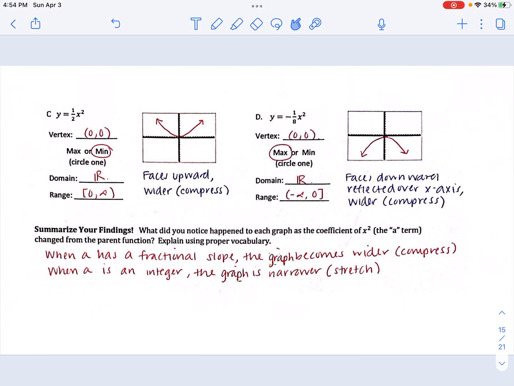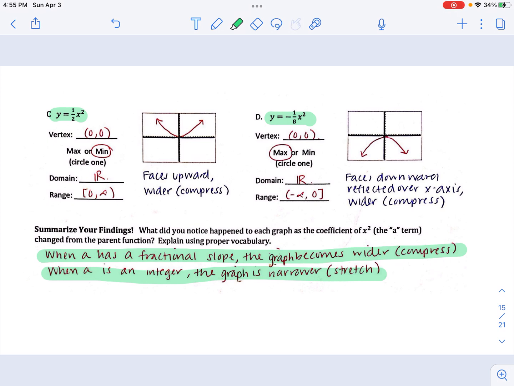As you continued, we started to change a little further. We created rational number values for a. And what we should have noticed here is that when a has a fractional slope, the graph becomes wider, or we had a vertical compression. When a was an integer, the graph was more narrow. We had a vertical stretch. Have we heard some of this terminology before? Yeah, that's right, through our absolute value function. So we're starting to see a lot of similarities there.